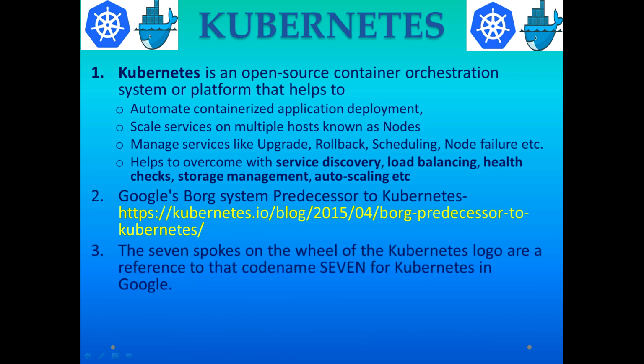This is another interesting fact which I came across on the internet when I was trying to understand Kubernetes. I figured out that in the wheel logo which Kubernetes uses, there are 7 spokes, and those 7 spokes represent the code name which Google was using for building the Kubernetes project, and that code name was 7.